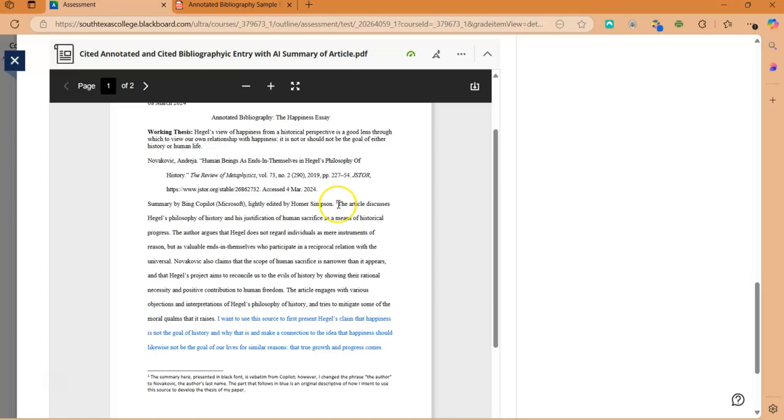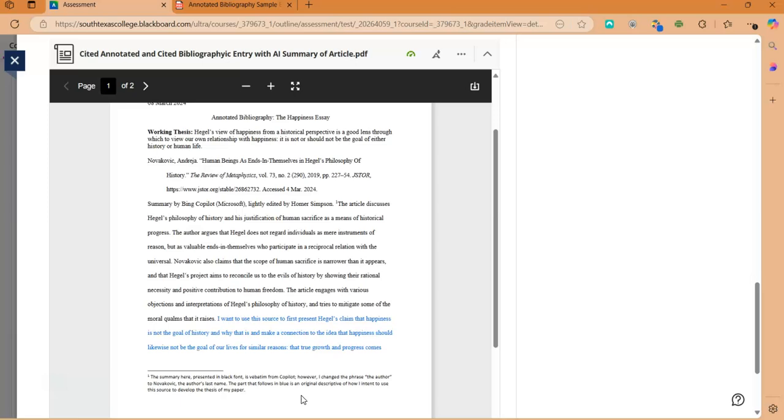And then notice I also have a footnote down at the bottom here so I can indicate how much of this entry is summarized by AI and how much of this is edited by me. So if I read this is what the AI wrote, and then we'll look at the note down here. The article discusses Hegel's philosophy of history and his justification of human sacrifice as a means of historical progress. The author argues that Hegel does not regard individuals as mere instruments of reasons, but as valuable ends in themselves who participate in a reciprocal relation with the universal.